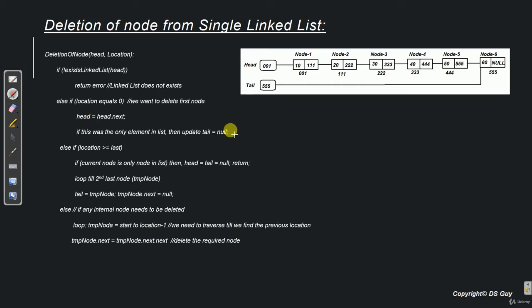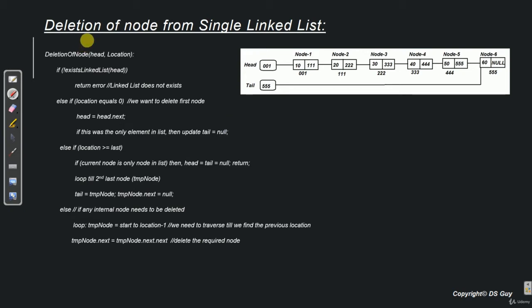Hey guys, welcome back. So in the last video, we talked about how to delete a node from a single linked list. So we saw that there are three cases in deletion of a node. Case 1 is we want to delete the first node. Case 2 is we want to delete the last node. And case 3 is we want to delete any of the middle nodes in the list. Now in this video, let's see how the algorithm for those three cases looks.